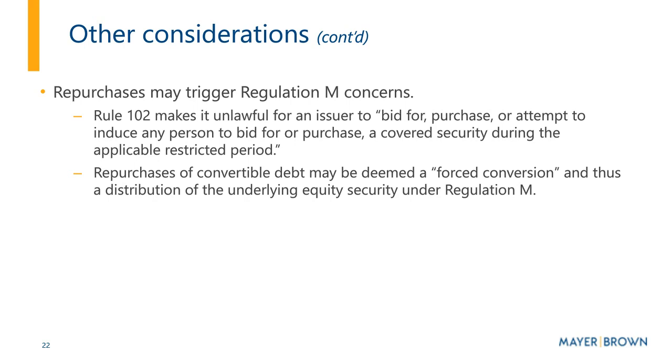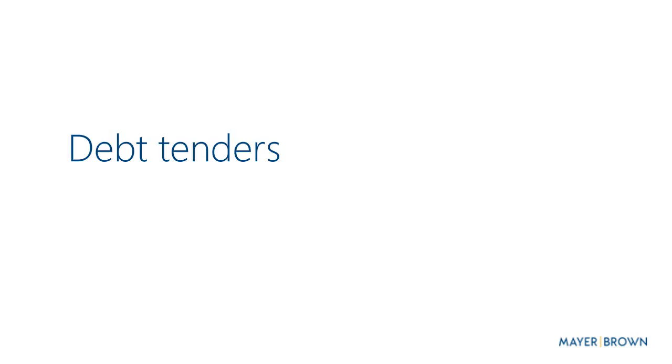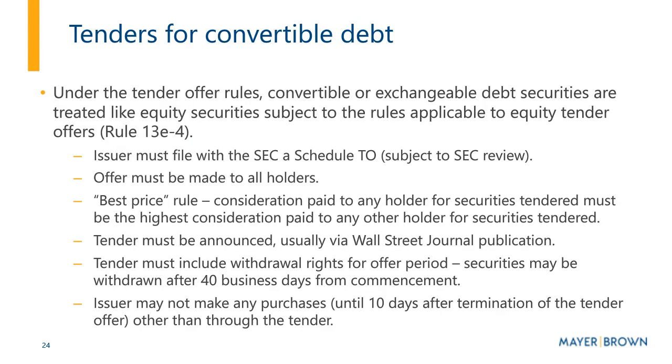Now we're going to turn to debt tenders. Where an issuer has decided to engage in a tender offer, it must comply with the SEC's tender offer rules. Under the tender offer rules, convertible or exchangeable debt securities are treated like equity securities, subject to the rules applicable to equity tender offers, meaning Rule 13e-4. That's where those rules govern issuer tender offers.